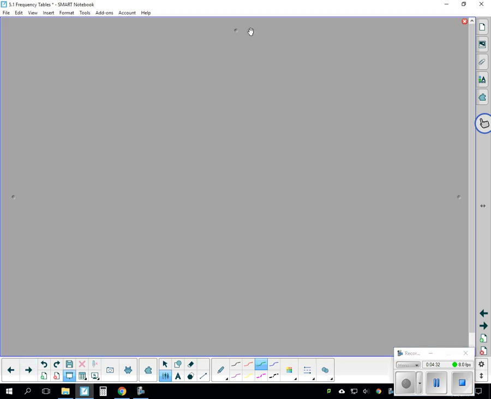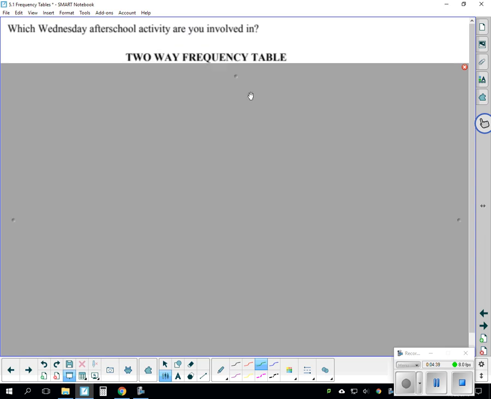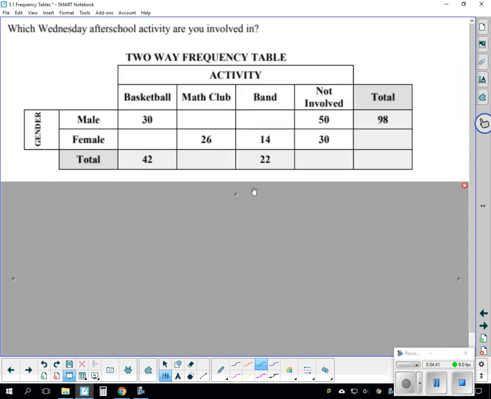Let's look at another example. Which Wednesday after school activity are you involved in? So we went to a high school, we surveyed some students. Now look at your two pieces of data here. The first piece is what activity, and we've got 4 options. The second piece, the second way, is by gender, male or female. And then we are going to have our marginal frequencies in these slightly gray boxes.